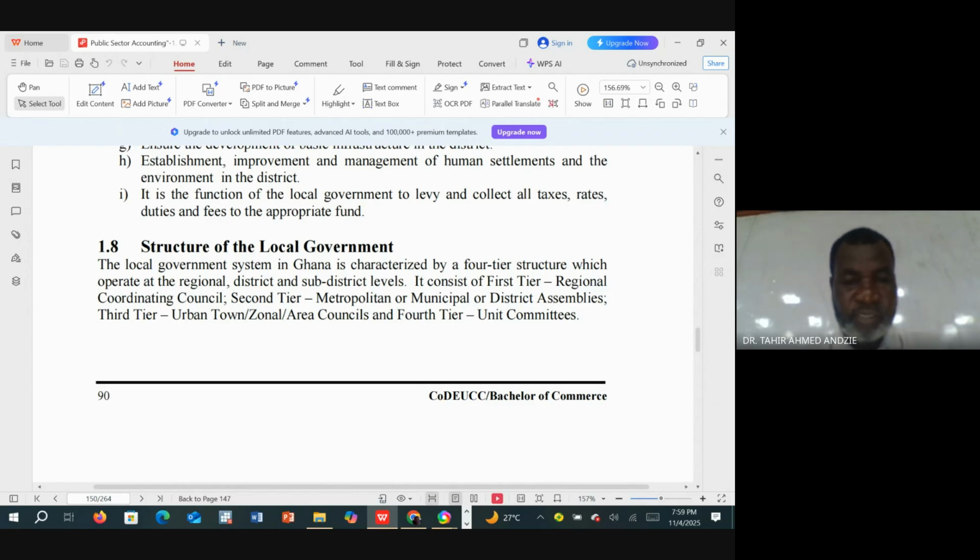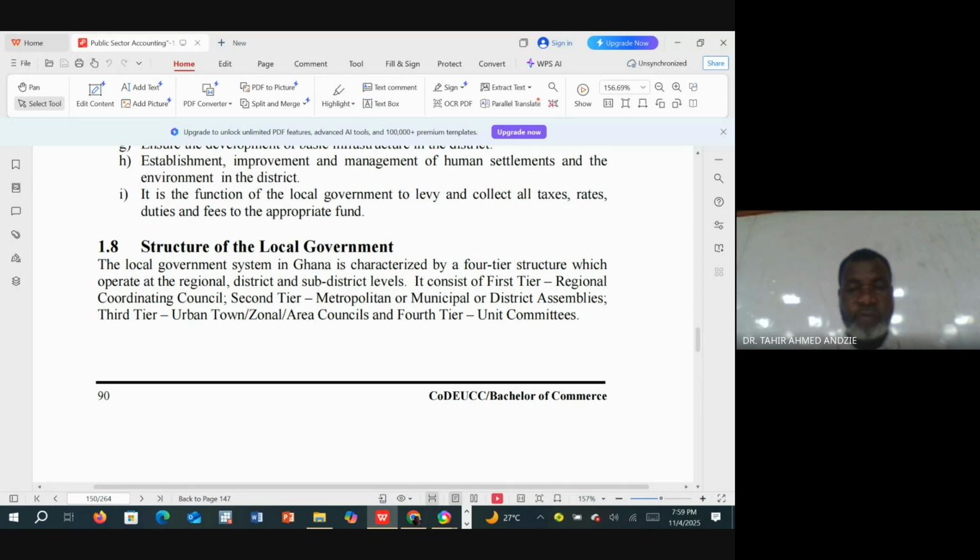So the local government system in Ghana is characterized by a 4-tier structure which operates at the regional level, because we have the regional coordinating council. Then we have the district and sub-district levels.